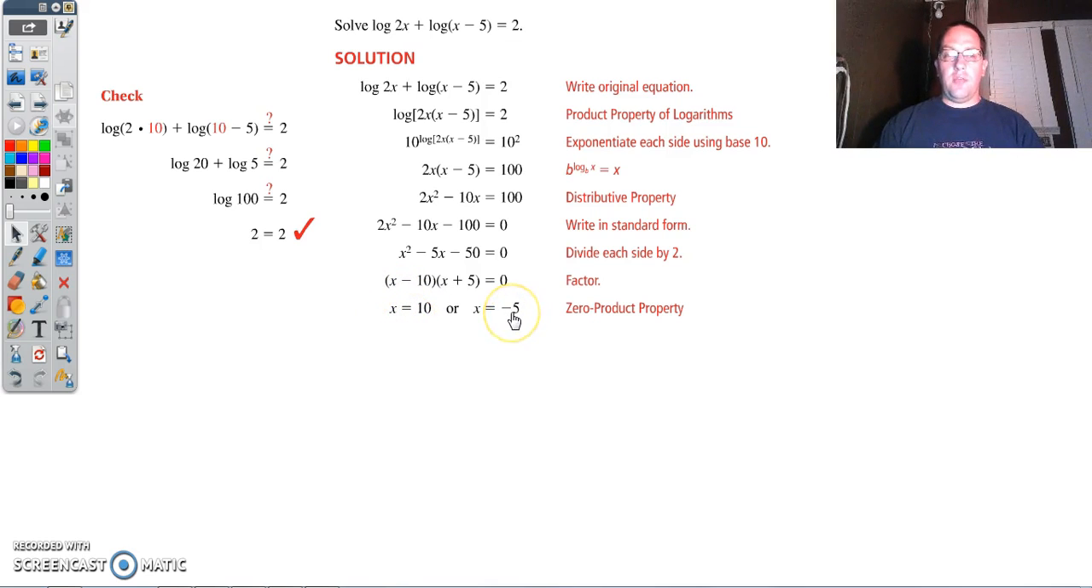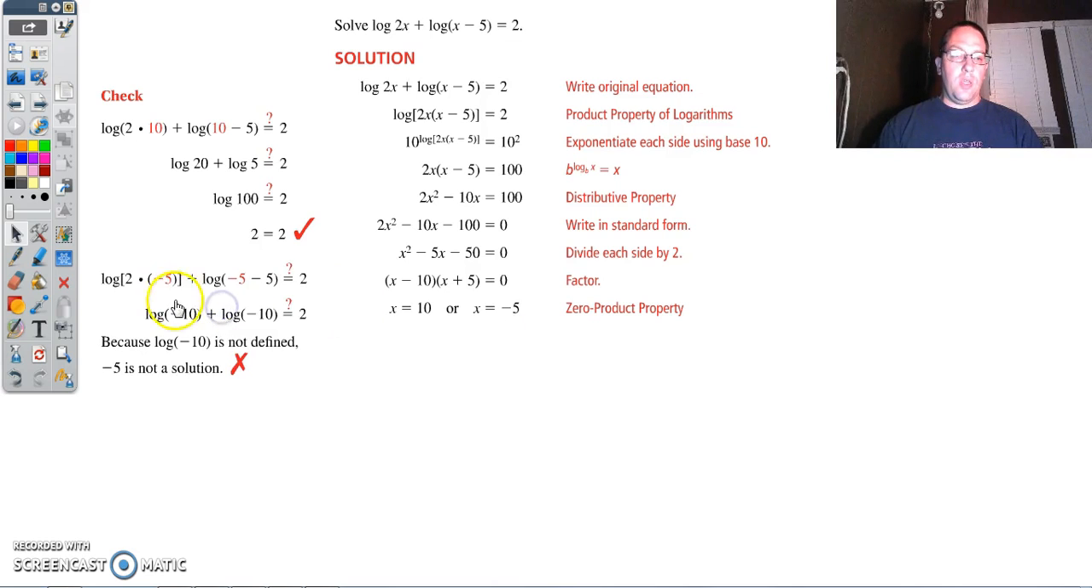Let's check x equals negative 5. All right, plug that in, negative 5 for x, negative 5 for x, right there. So we have common log of 2 times negative 5. 2 times negative 5 is negative 10. Plus common log of negative 5 minus 5, which is negative 10. And wait a second, we're taking the common logarithm of a negative number. We've got a negative argument, which is no good.